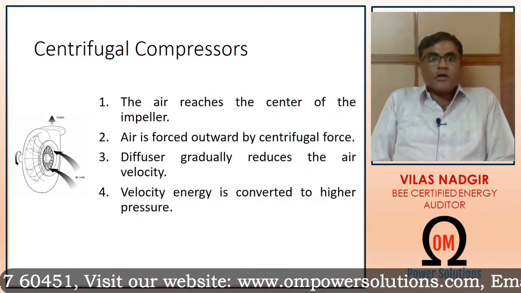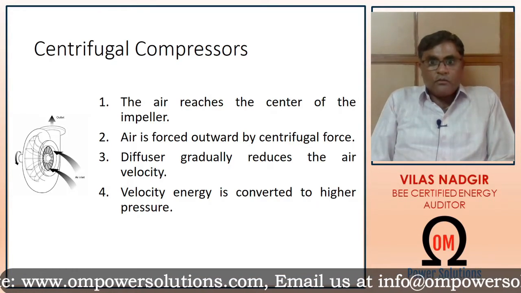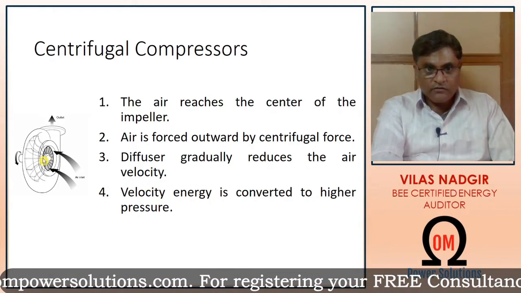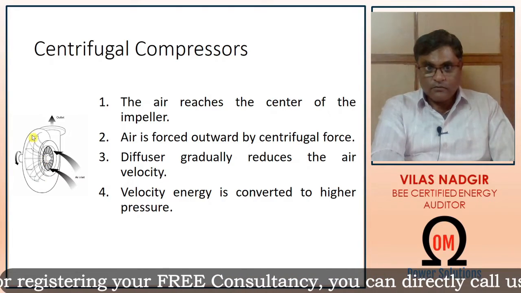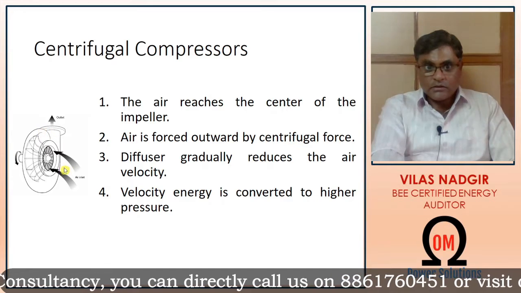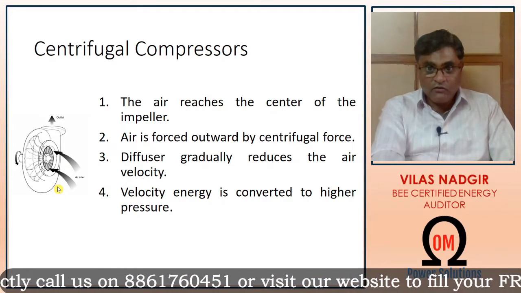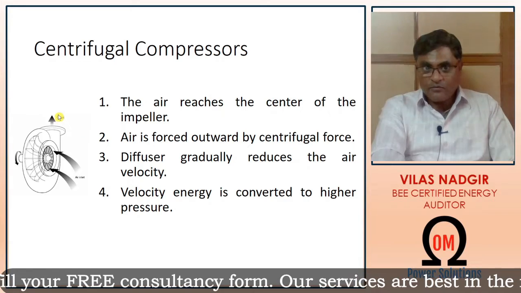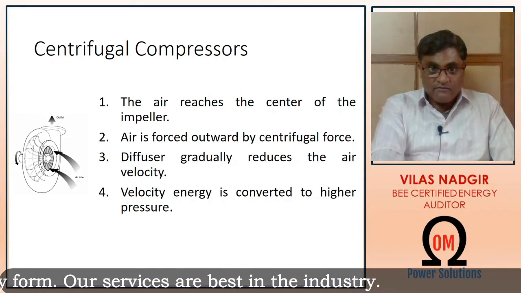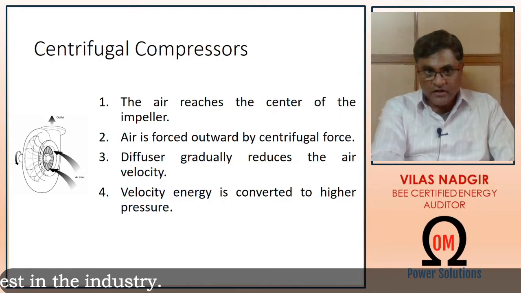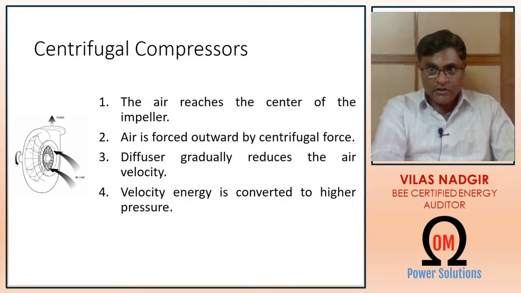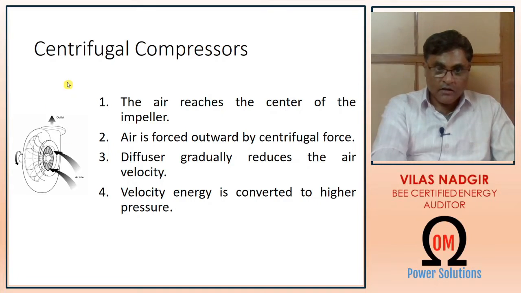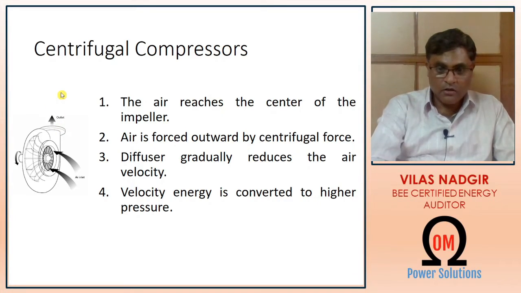Next we will see the centrifugal compressor. The working of the centrifugal compressor is very simple. Air is fed at the center of the impeller, and it is rotated at very high speed. Air is forced outward by centrifugal force, and the diffuser stops the air here. Because of this stoppage the air velocity is reduced, and this velocity is converted to high pressure, and the high pressured air, that means the compressed air, is fed from the outlet of the centrifugal compressor.